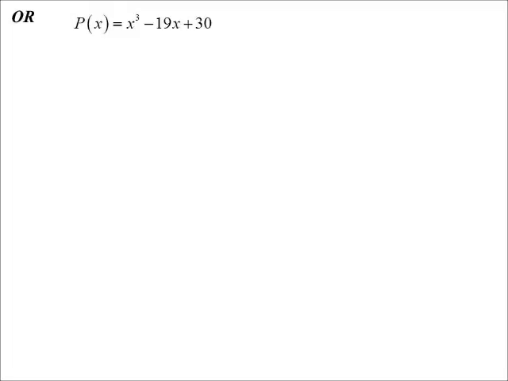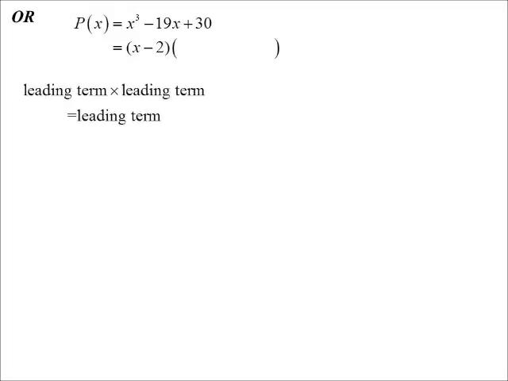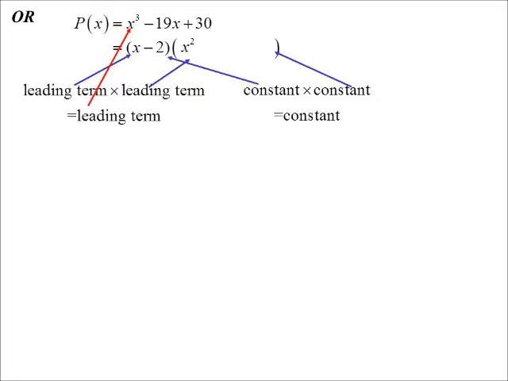There's my polynomial. We just showed x minus 2 is a factor. So I know it's going to be x minus 2 times something. And basically we just work it out by a little bit of logic and common sense. I know the leading term times the leading term would end up with the leading term. So x times something is going to give me x cubed. Therefore, x squared. I can do the same with the constant. The constant times the constant must give the constant. So minus 2 times something is going to give me 30. That'll be negative 15.